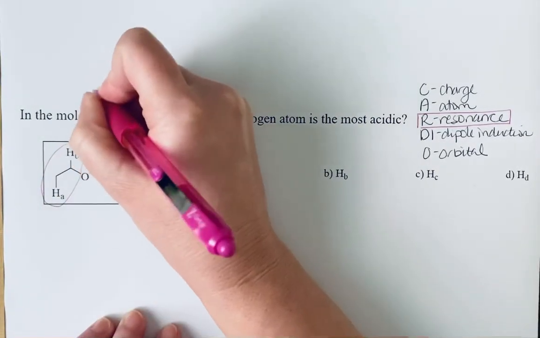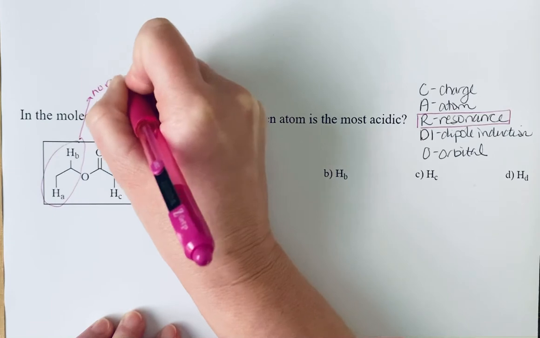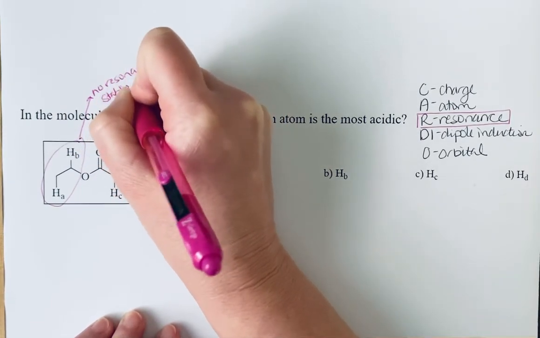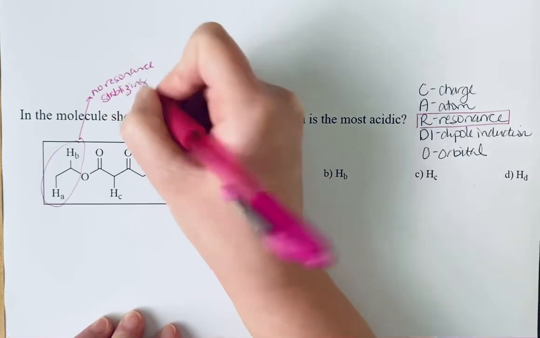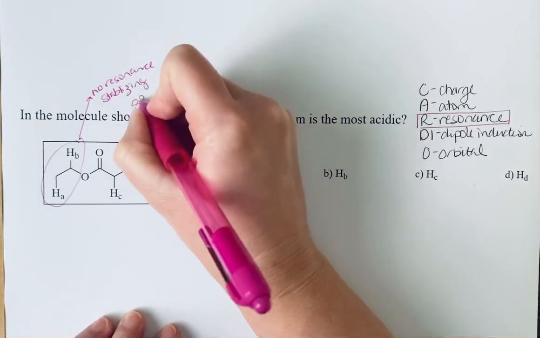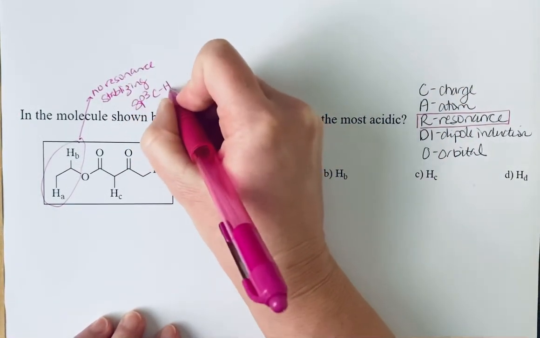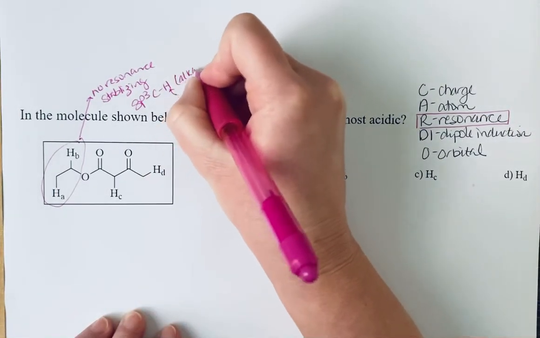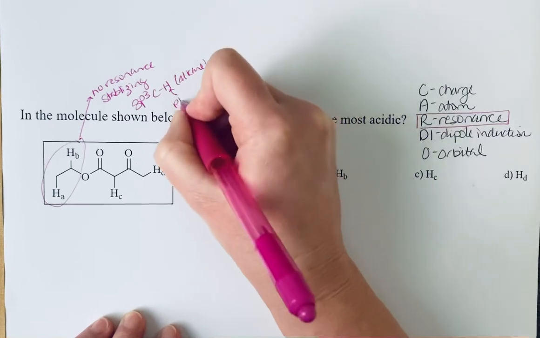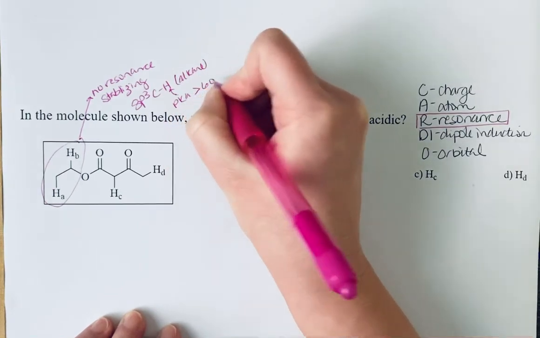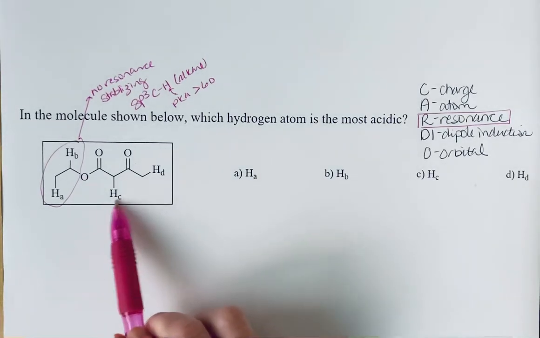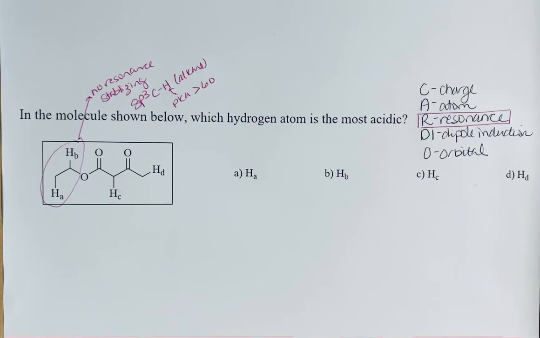With no resonance stabilization, these are going to be about as acidic as a regular sp3 carbon hydrogen. When we think about the acidity of a normal sp3 carbon hydrogen in an alkane, we're looking at a pKa of greater than 60. So that's not acidic at all, and we are not going to be considering those. That leaves us with the one labeled HC and the one labeled HD.